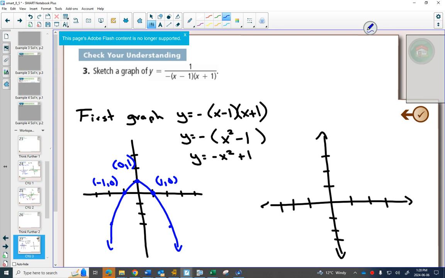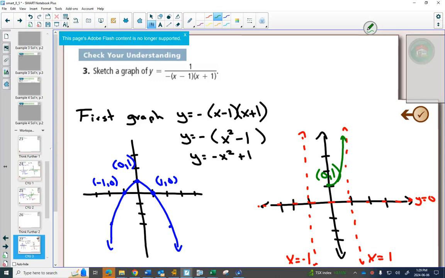wherever you have x-intercepts, you're going to have asymptotes. And you always have an asymptote at y equals 0. And we can look at some points. So for example, 0, 1, when you change that, you get 0, 1 over 1. And that's enough for that section to draw that.